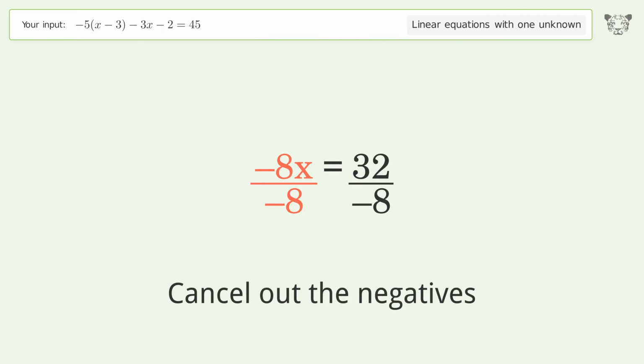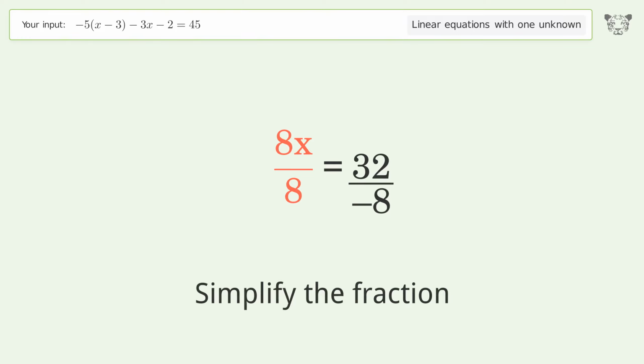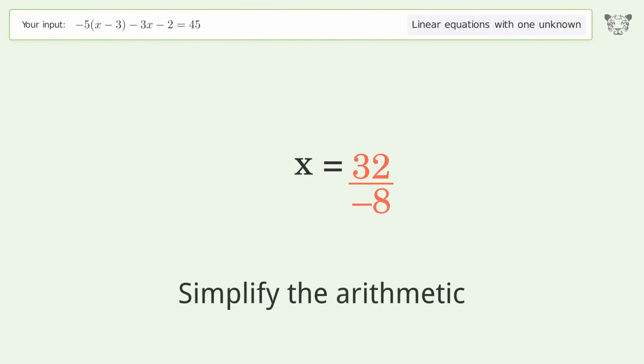Cancel out the negatives. Simplify the fraction. Simplify the arithmetic.